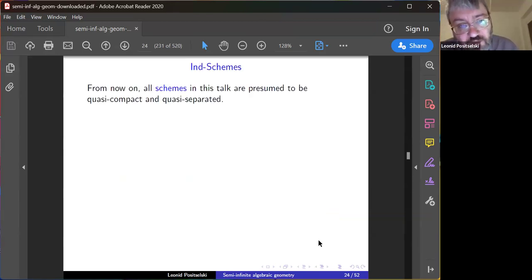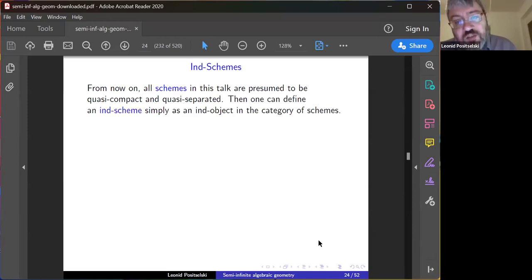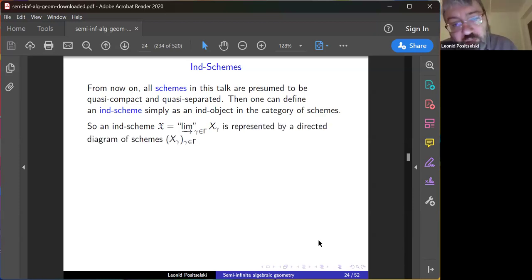In schemes. From now on, all schemes in the talk are presumed to be quasi-compact and quasi-separated. Then one can define an ind-scheme simply as an ind-object in the category of schemes. So an ind-scheme X is equal to "direct limit" in quotes of X_gamma, represented by a directed diagram of schemes X_gamma indexed by a directed set Gamma.